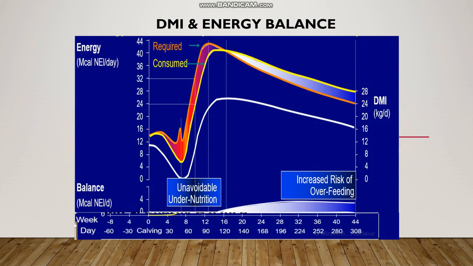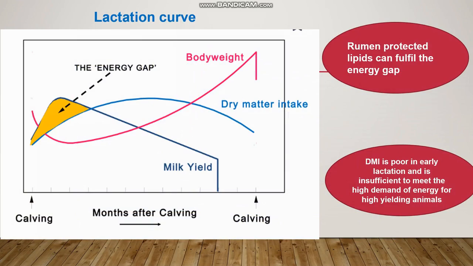During the early lactation, the energy consumption is less than the energy required during the first 12 weeks of lactation. So the animal remains in negative energy balance in this period. As the dry matter intake is less than the energy required for milk production during the first 12 weeks, there is an energy gap. Bypass protected lipids can fulfill this energy gap.